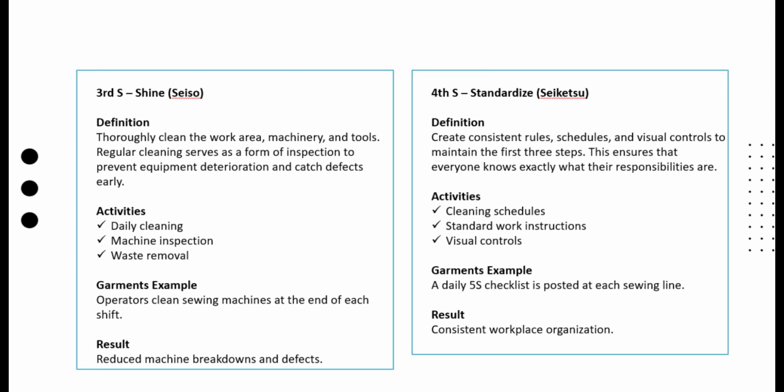Fourth is standardize or Seiketsu. Standardize means creating rules, schedules, and visual controls to maintain the first 3 steps. Activities include cleaning schedules, standard work instructions, and visual controls. In garments factories, a daily 5S checklist is posted at each sewing line. The result is consistent workplace organization.